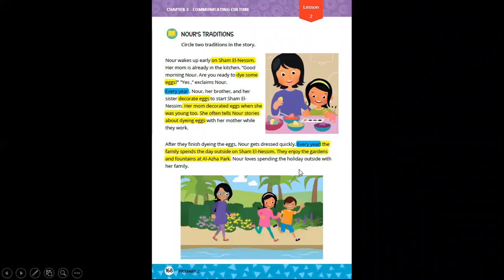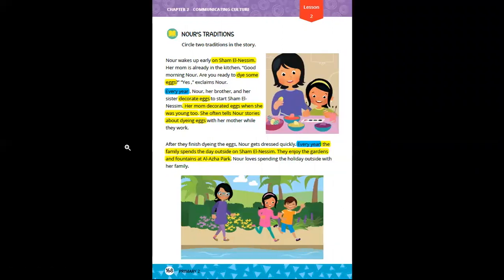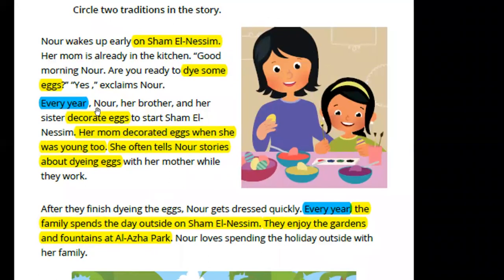Also, the phrase every day. Here, look here, every day, every year. Also, every year. This phrase is described 2 times in the text. This phrase tells us that we are talking about a tradition because it is repeated every year on the same day, on Sham al-Nasim day.